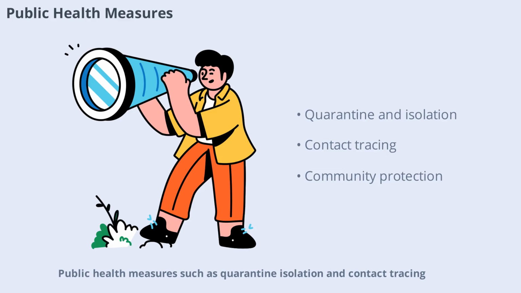Public health measures such as quarantine, isolation, and contact tracing help control the spread of infectious diseases. These strategies are especially important during outbreaks and pandemics. Cooperation with public health guidelines protects both individuals and the wider community.